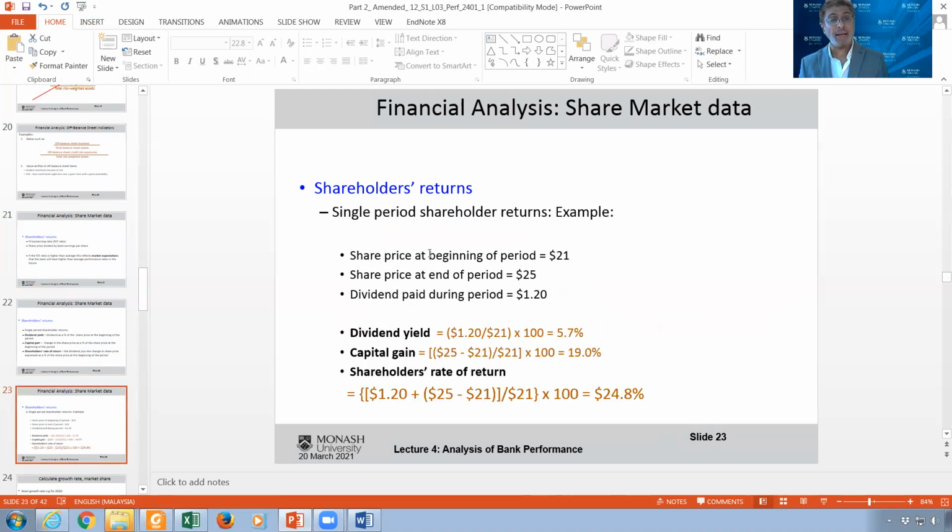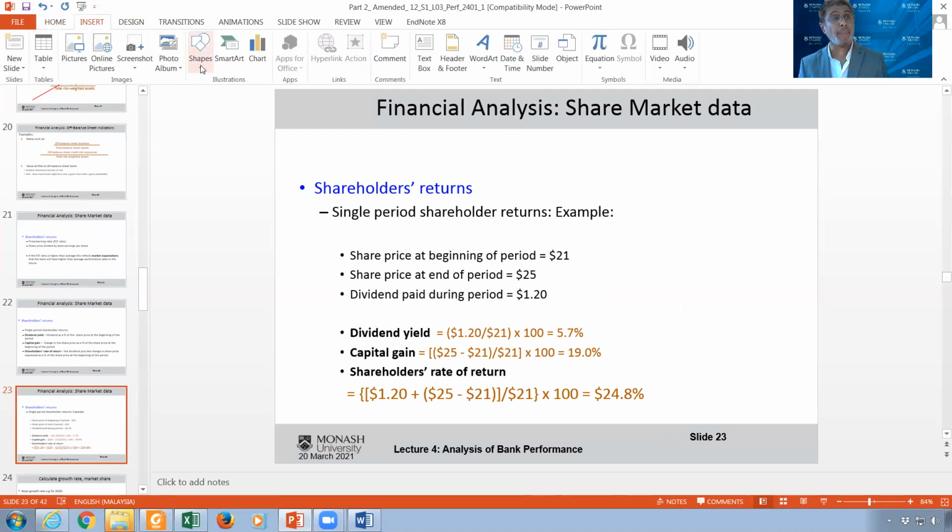If I bought a share for 21 and the share price was later on 25, and during this period, if I keep it for 1 year or 2 years, or maybe say 1 year, they pay me 120, which is what you call dividends. So my return is coming from dividend yield and capital gain.